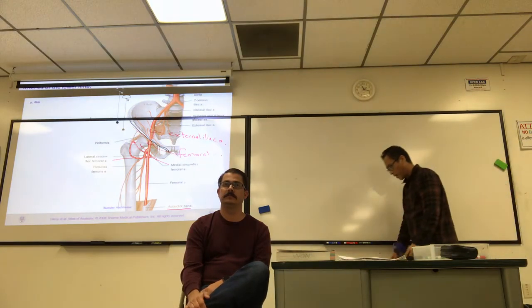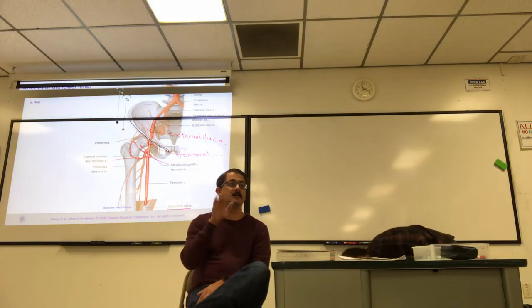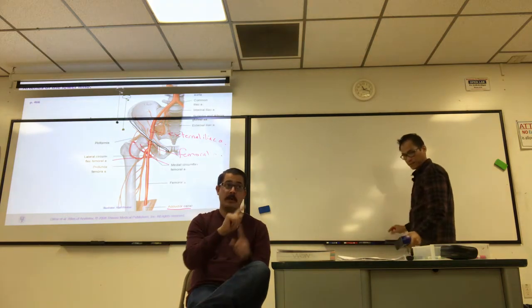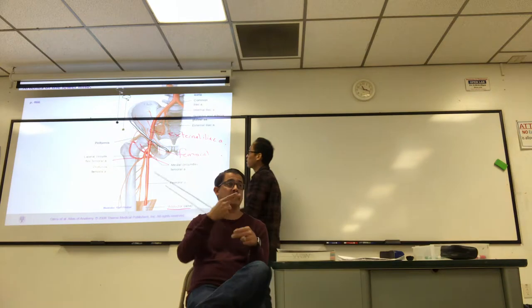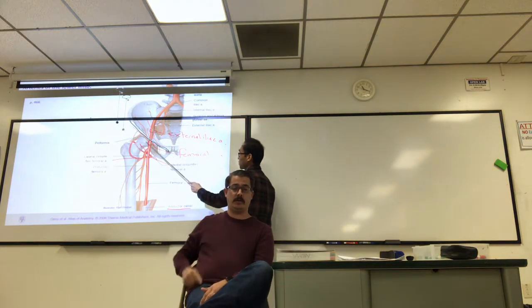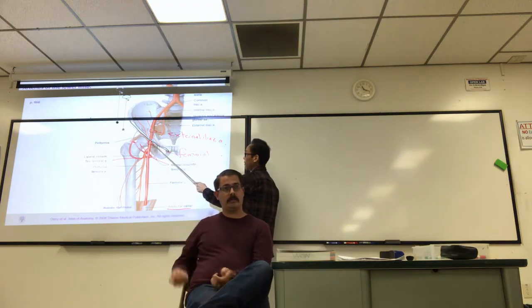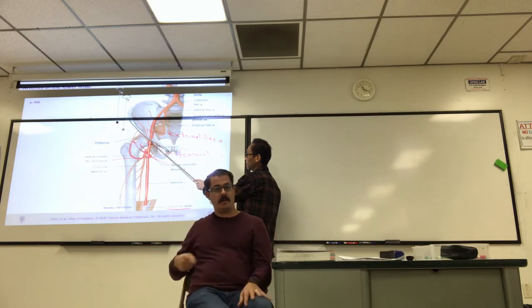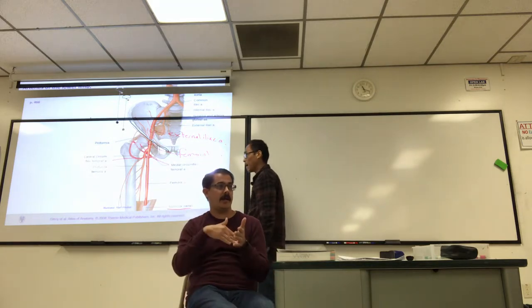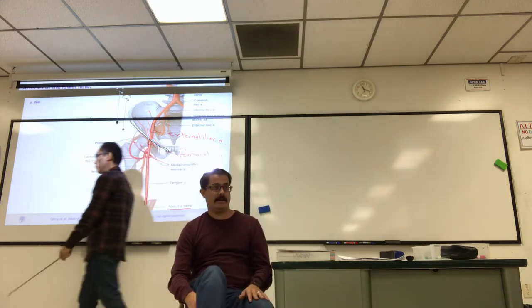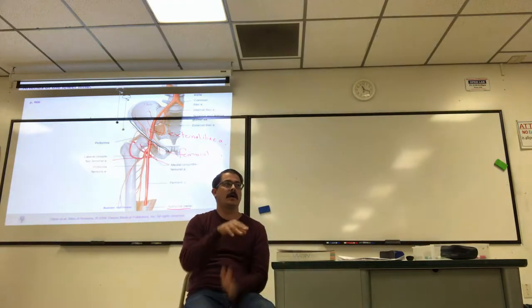So we're doing that thing where the artery keeps changing its name. To review, first name change right here. External iliac becomes femoral when it passes underneath the inguinal ligament. Now it's going to change its name again. It's going to pass through there, go to the back of the knee. It becomes the popliteal artery because that's the popliteal region behind the knee.